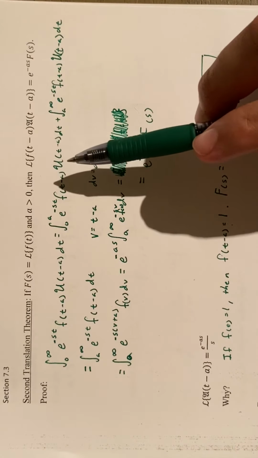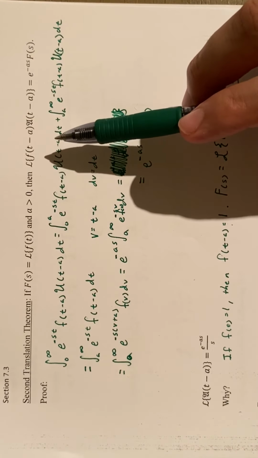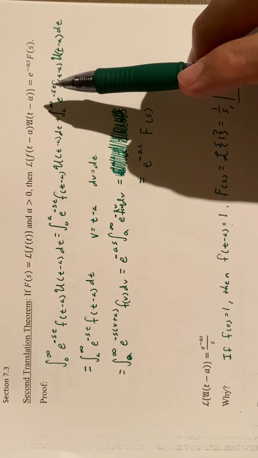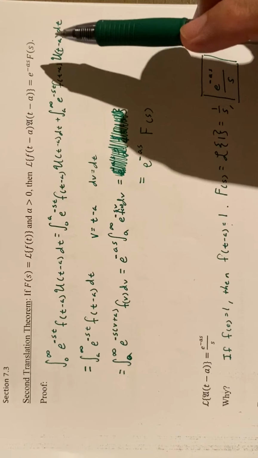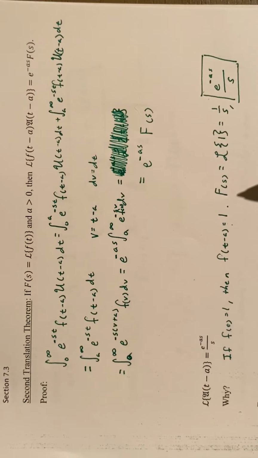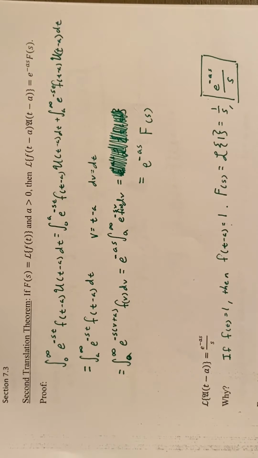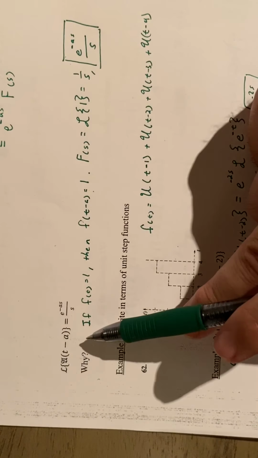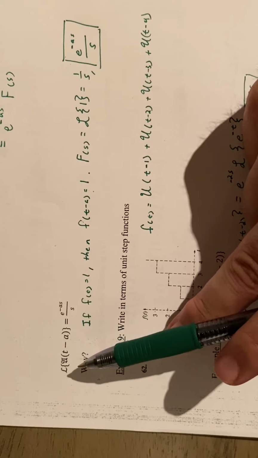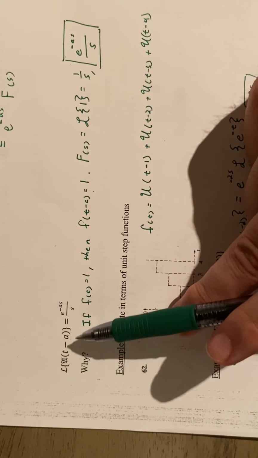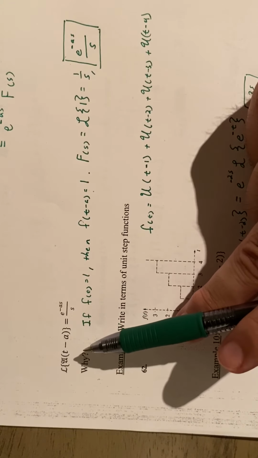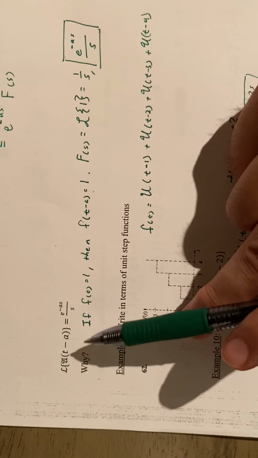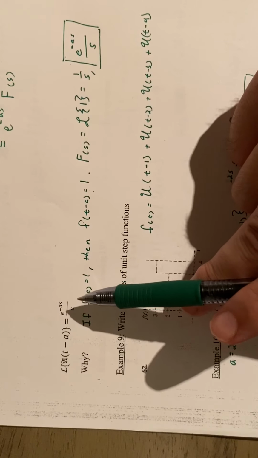So anytime we're doing the Laplace transform of a function of t minus a times the unit step function of t minus a, it's just e to the negative as times capital F of s. So what we want to do is try to identify that t minus a. So right off the bat, we want to do a Laplace transform of the unit step function of t minus a. Notice there's no f of t. Well, when we look at the Laplace transform of this, we just get e to the negative as times 1 over s.